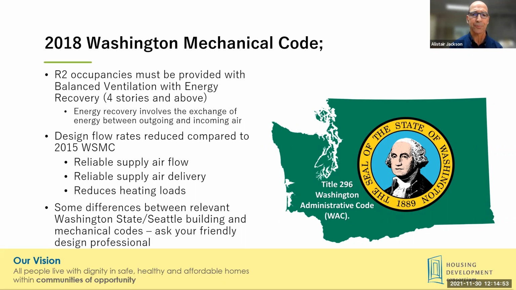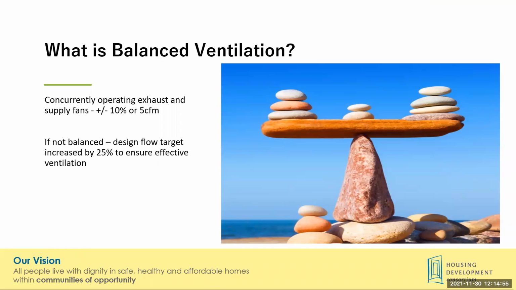So what is balanced ventilation? The code definition of balanced ventilation is concurrently operating exhaust and supply fans, delivering flows that are within plus or minus 10% of 5 CFM, whichever is the larger. So the key is you must have both supply and exhaust fans that must both run at the same time. They may run continuously or intermittently, but if they run intermittently, you must increase the flow to provide sufficient air volume over a 24-hour cycle. Continuous operation is recommended as it was before in the old exhaust model.